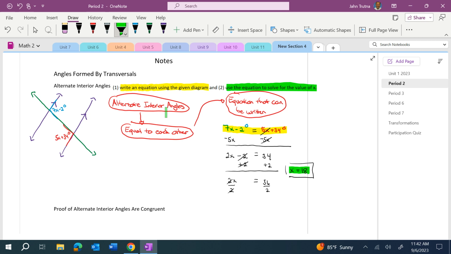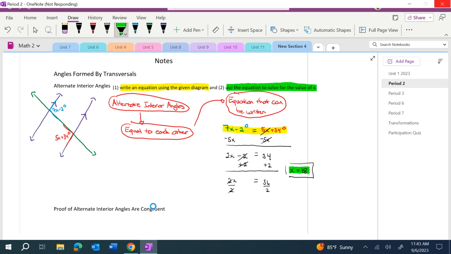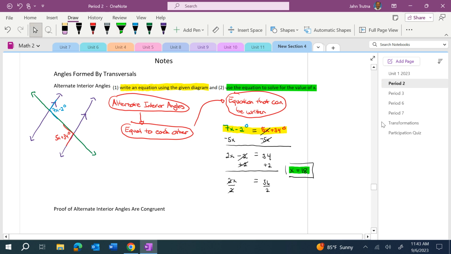Okay, so there's an example of how I take the fact that I have alternate interior angles in a diagram. I know that alternate interior angles are equal to each other, so that allows me to write an equation. And that equation then allows me to solve the equation for x. Okay? All right, so we are going to skip the proof of alternate interior angles are congruent part in our notes on assignment number 8.